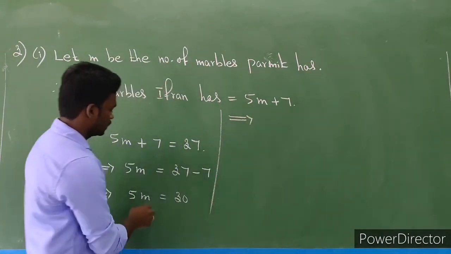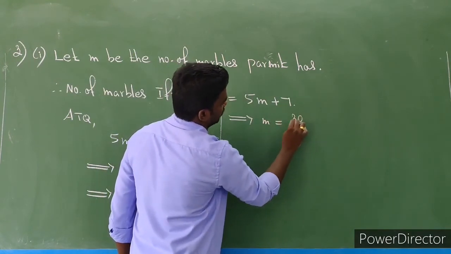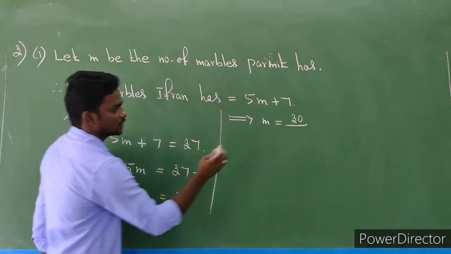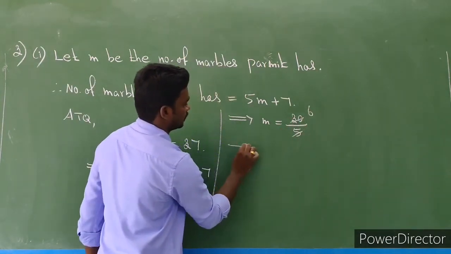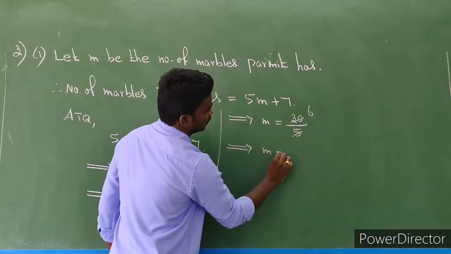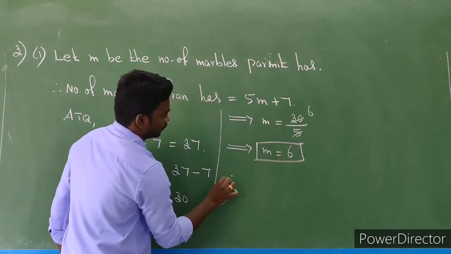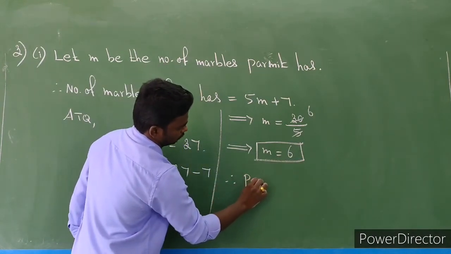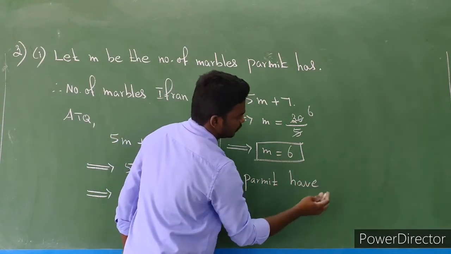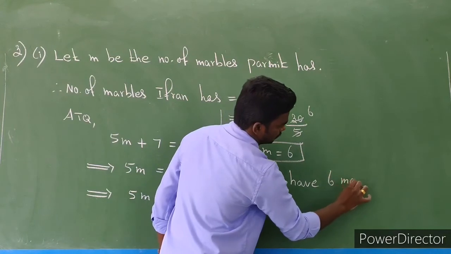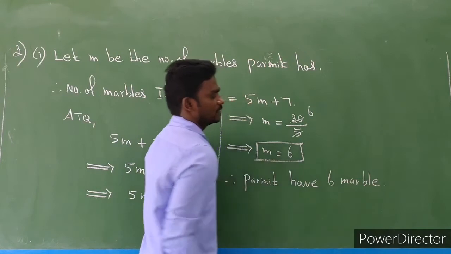Implies that now we keep the value m on the left side and the right side value is 30 divided by 5. This 5 is transposing to division. So 1 5 is 5, 6 5s are 30, implies that m is equal to 6. Therefore Parmet has 6 marbles.